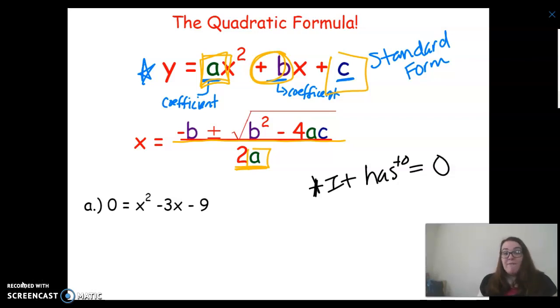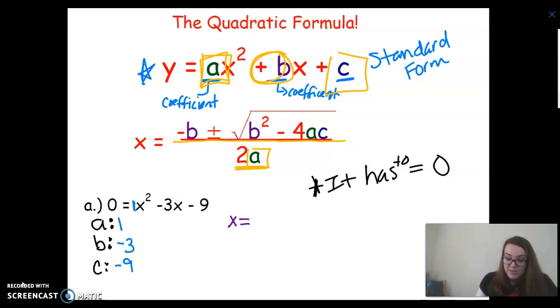Something that some have found helpful is to write down the value of your coefficient of a, your coefficient of b, and your coefficient of c. So for instance, the coefficient of a is 1. The coefficient of b is -3, and the constant is -9, so that when you go over here and you're putting this into the quadratic formula, x equals, okay?